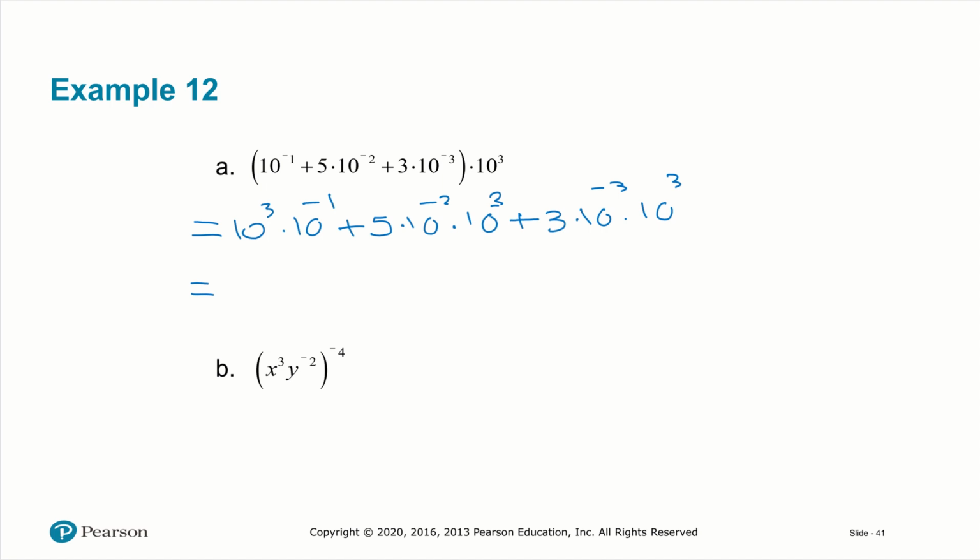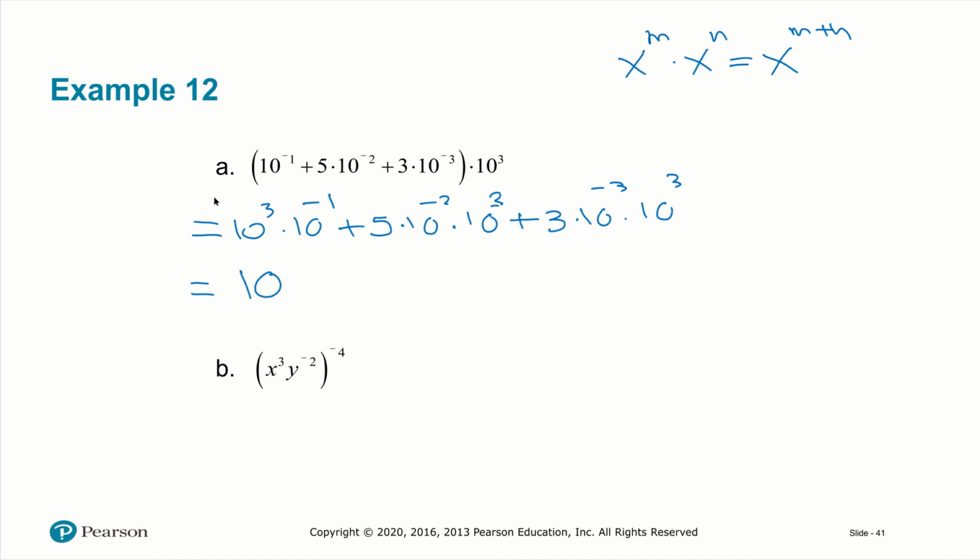Now we're going to use the product rule. Remember, x to the m times x to the n equals x to the m plus n. As long as you have the same base, you can use this. In other words, as long as you're multiplying two powers with the same base, you can use the product rule. Keep the base, add the exponents.